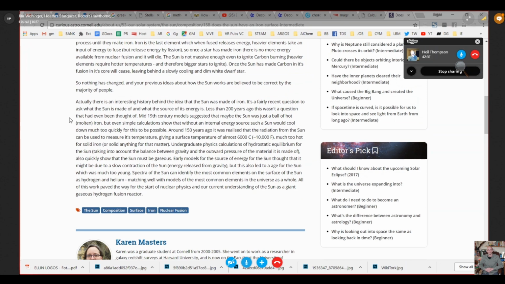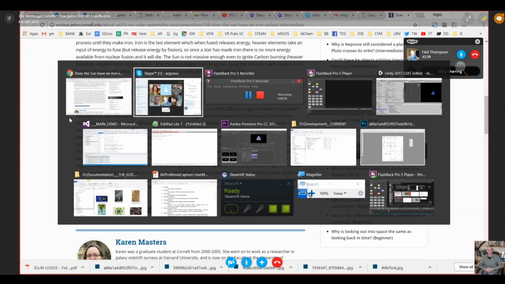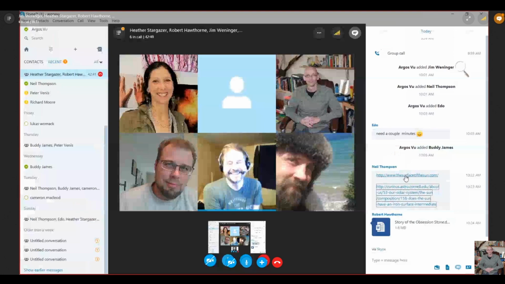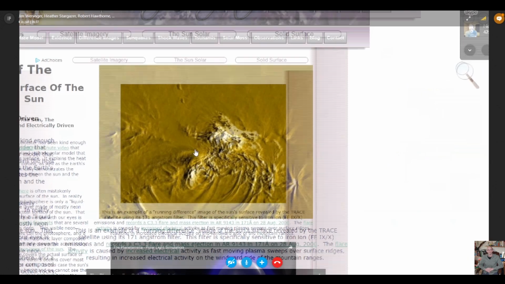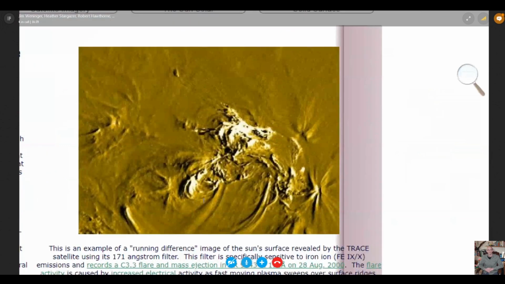But the website above that, which is the surface of the sun, shows you pictures of that surface. So it's very, very interesting. You can see places that don't move on the iron layer. There's things like we should see mountain ranges, quote unquote, moving along if the sun is electric.